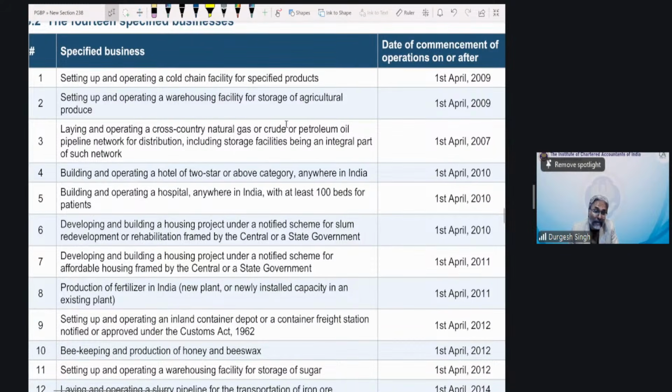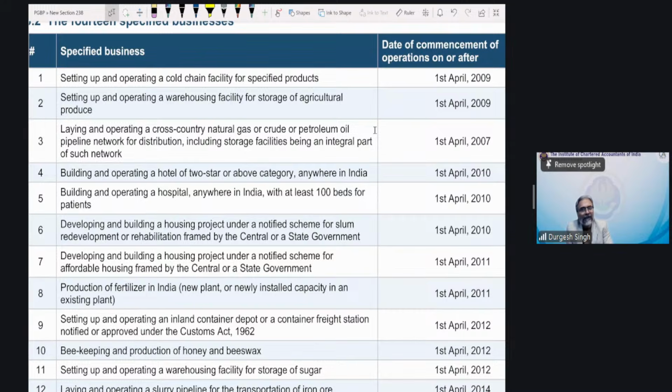Storage facility being an integral part of such network. So pipeline project, the gas and oil pipeline project cross-country. For example, India-Iran gas pipeline project, 1st April 2007. Point number 4, building and operating a hotel of 2-star or above category anywhere in India.